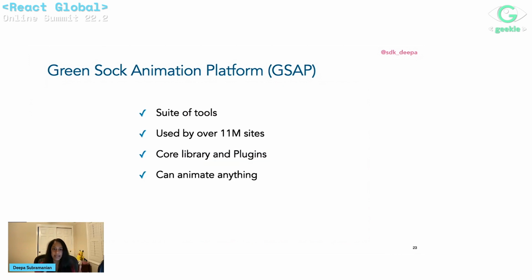So like I said, it's a suite of tools. It's used by over 11 million websites. Half of the award-winning websites come from GSAP. And it's got a core library and plugins. You can animate anything, be it SVGs, Canvas, HTML, anything that you can animate with GreenSock, GSAP.